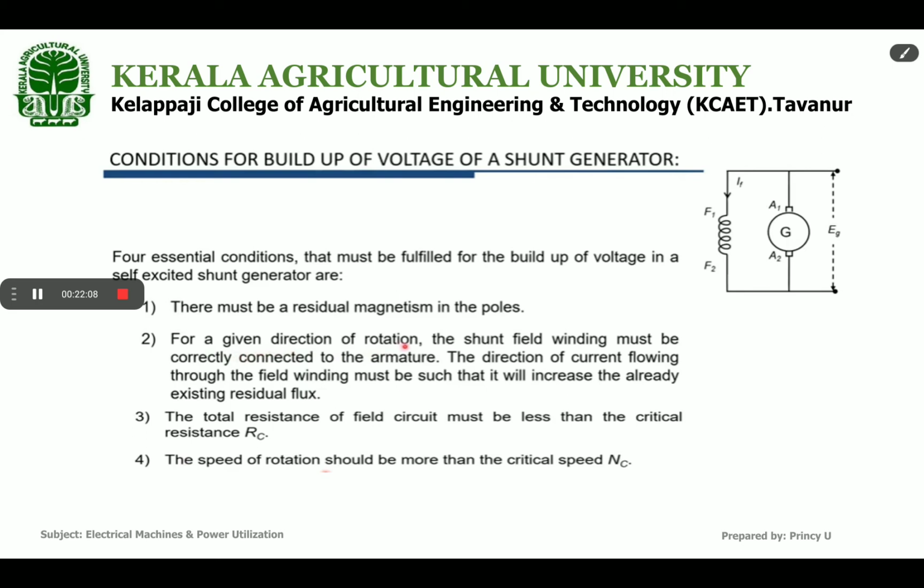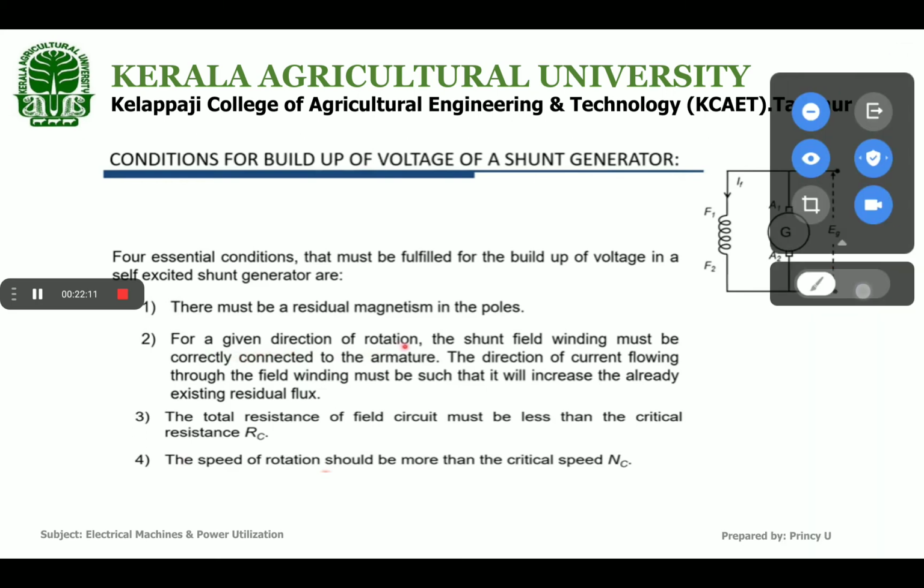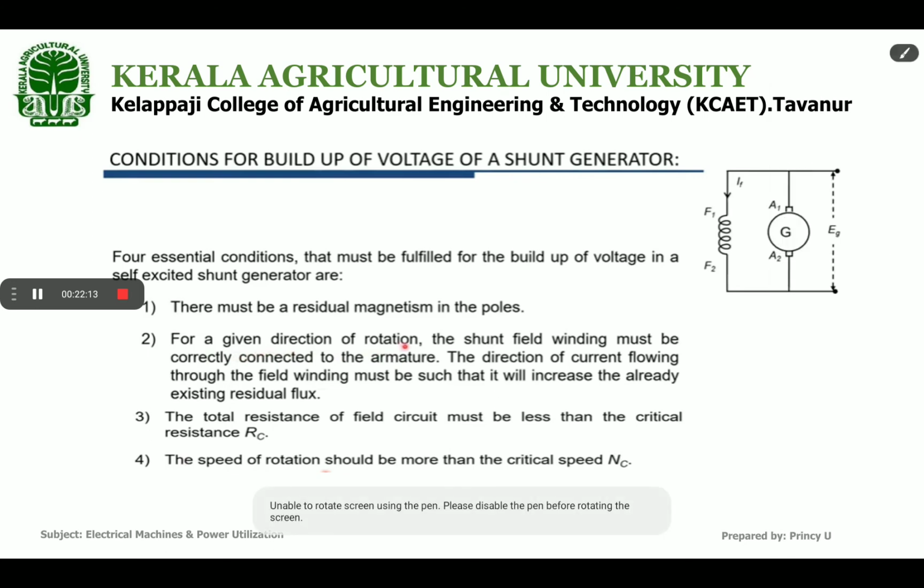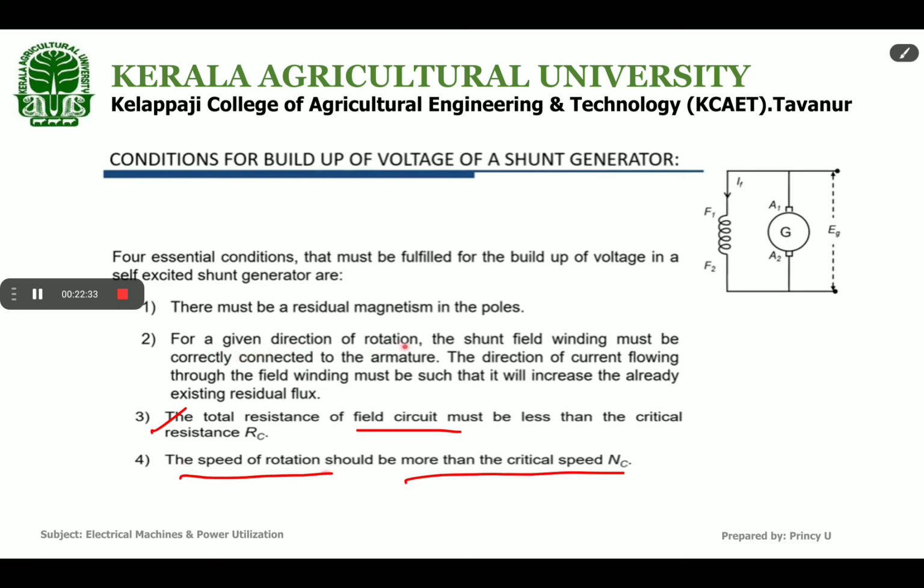ഓക്കെ, ആൻഡ് ദ തേർഡ് കണ്ടീഷൻ is the total resistance of field circuit must be less than critical resistance RC. So the total resistance of field circuit should be less than critical resistance ആയിരിക്കണം. Then it can be built up. And also the speed of rotation should be more than critical speed ആയിരിക്കണം. റെസിസ്റ്റൻസ് RC-നേക്കാളും കുറവായിരിക്കണം, സ്പീഡ് NC-യേക്കാളും കൂടുതലുമായിരിക്കുകയാണെങ്കിൽ that generator will easily build up the voltage on that machine.